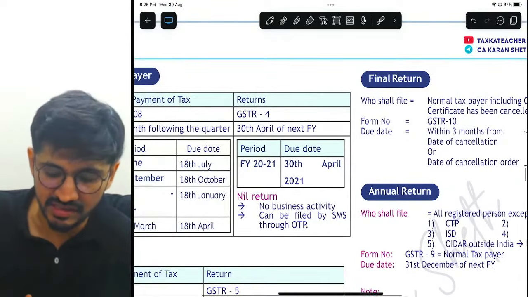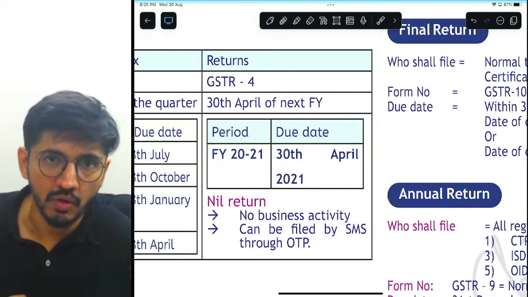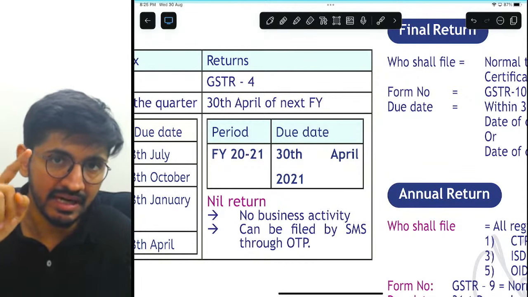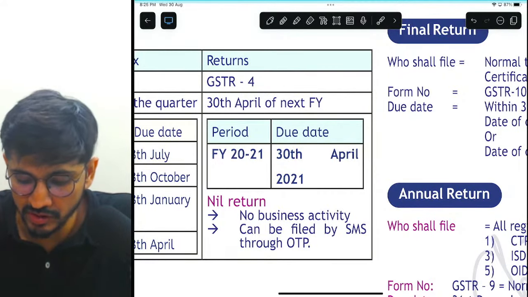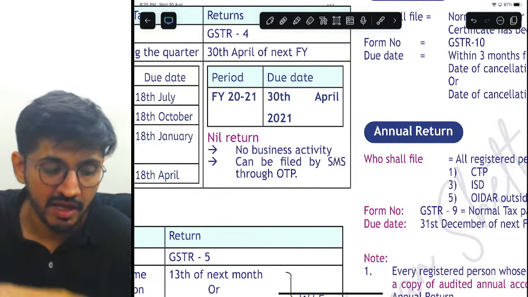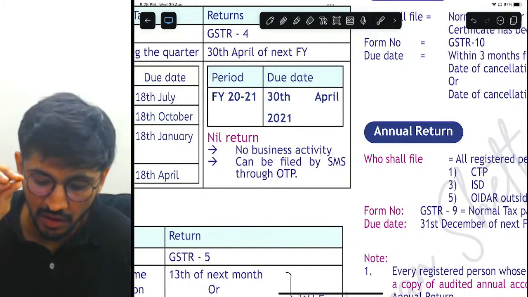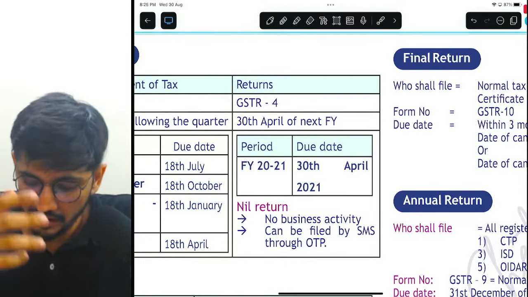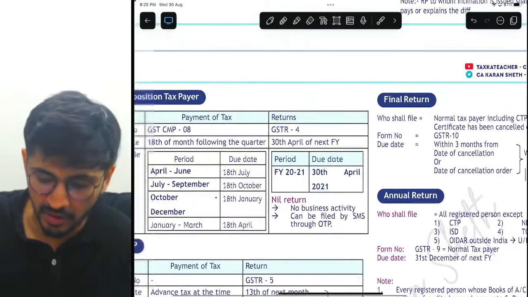Now, when it comes to returns, it is GSTR-4. It's an annual return, so for the entire year you will file once, and that is on 30th April. So if it's financial year 2021, it will be 30th April 2021. Is a nil return allowed here? Yes. If there is no business activity at all, if you have not done anything in the entire year, because it's an annual return now, then you can definitely file. Nil return can be clearly filed, and it can be filed through SMS via OTP verification.